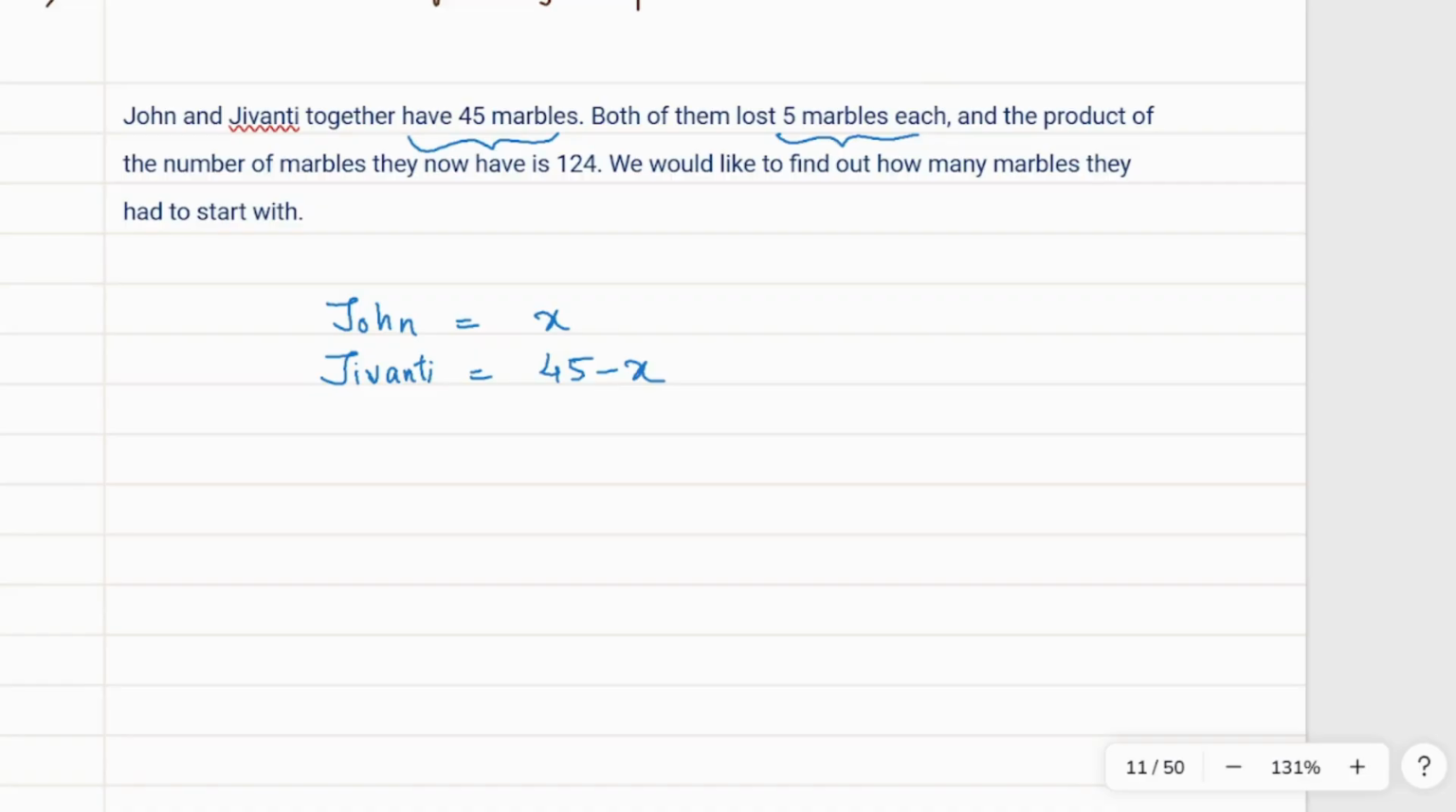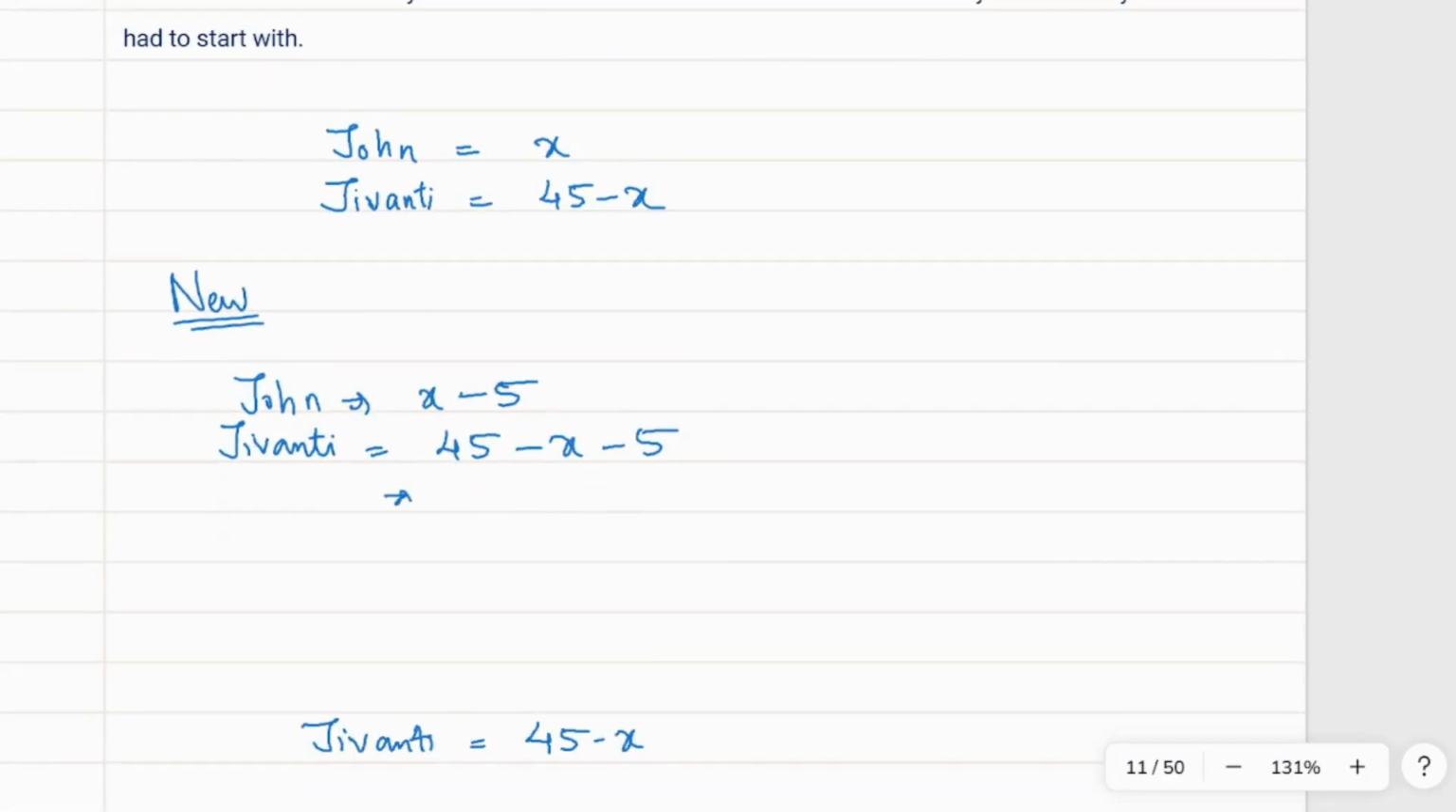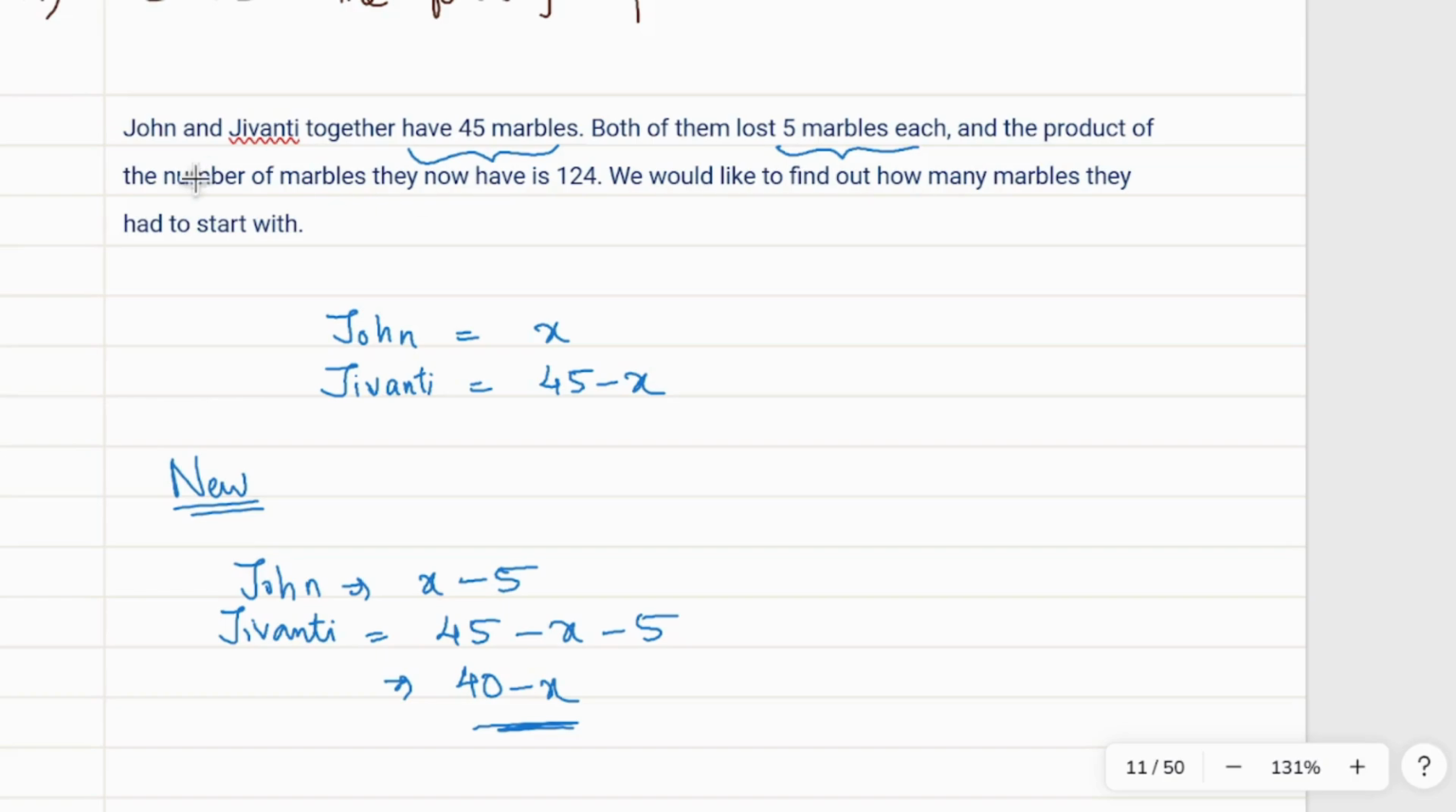5 marbles they are losing from the original number of marbles. That is the new count. The number of marbles John has is x minus 5. From his total we need to reduce 5. Similarly, from Jivandi's total number of marbles we also need to reduce 5. That is 45 minus x minus 5, which is equal to 40 minus x. On taking the product of both, we will get 124.